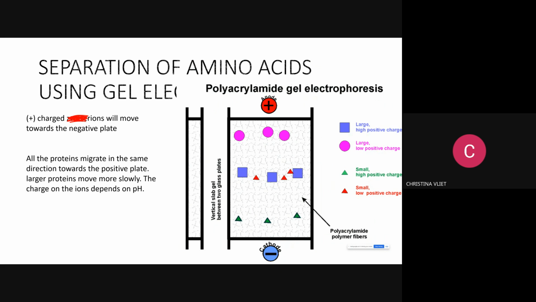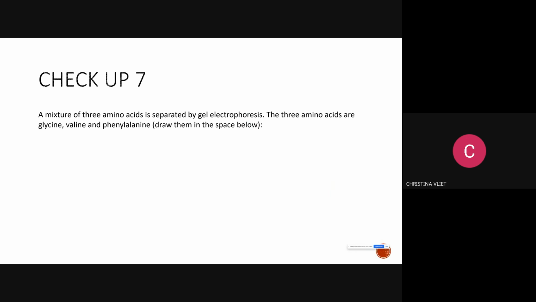You have a gel between two glass plates, kind of like what you do with little microscope slides, but bigger. You put a little gel in there, and then you put your sample in a well plate, and it moves up. The idea is that the smaller it is, and here the more negatively charged it is, the more it would move towards the positive end. So let's take a look at how we would look at that in application.